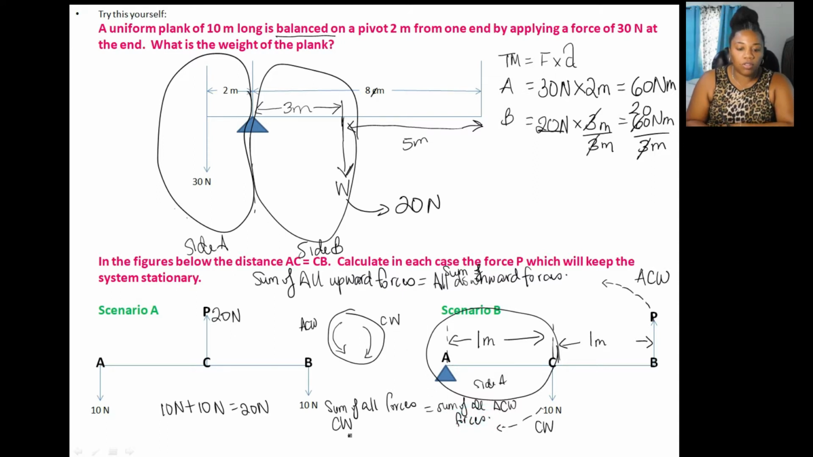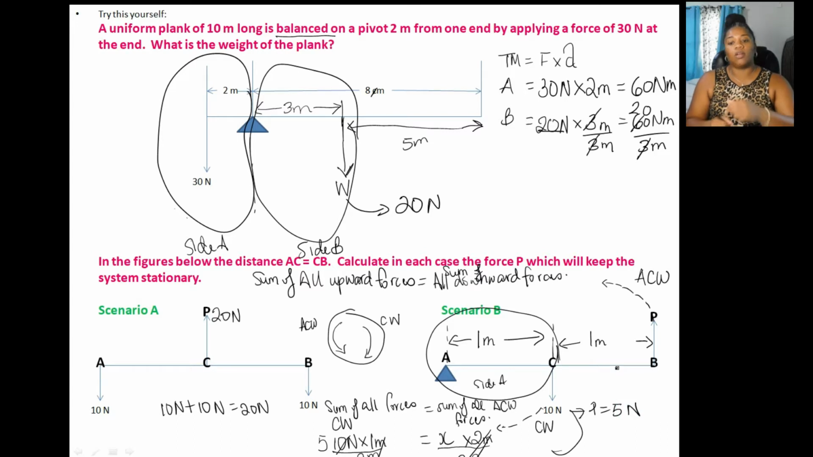Okay, so A to C, we're going to multiply 10 newtons times 1 meter, and then from A to B, the distance from A to B is 2 meters. So we're going to set 2 meters right here, and then we're going to have X, how we're looking for that weight. And we're going to divide both sides by 2 meters so that we could get X. And from there, we will get 2 into 10 gives us 5 newtons. So the answer for P, we know P is equal to 5 newtons. Okay?